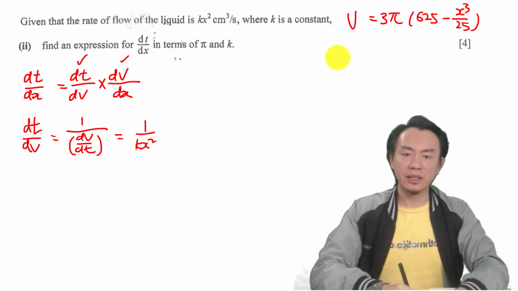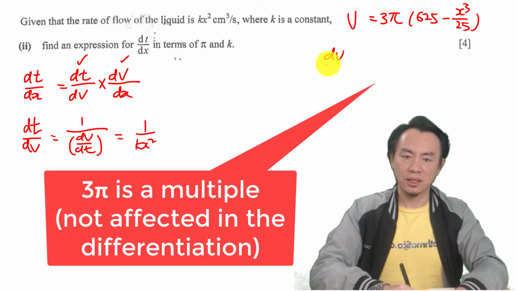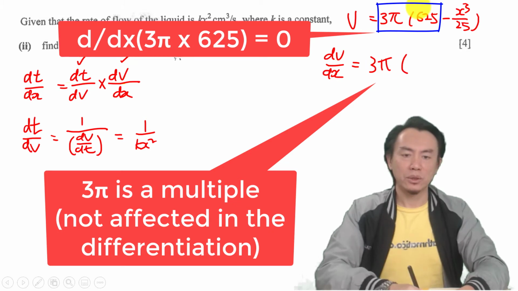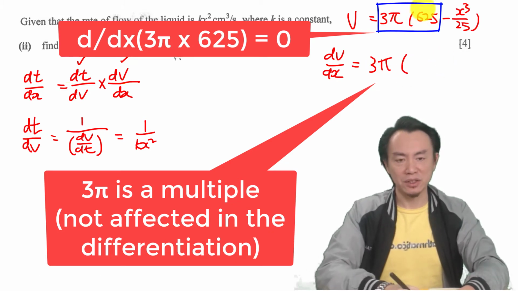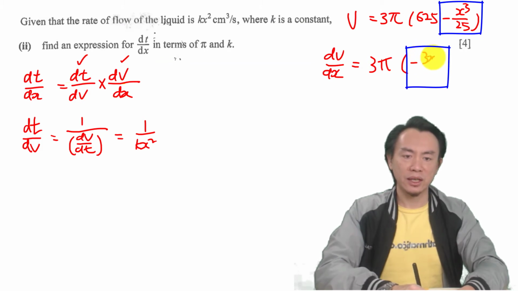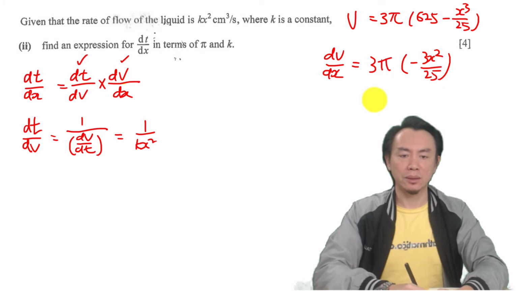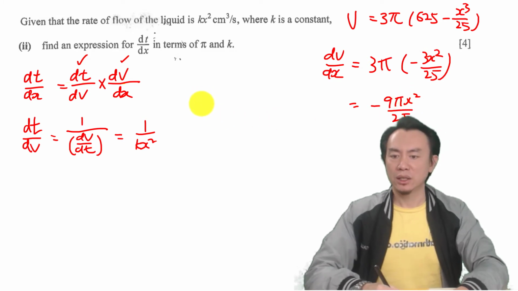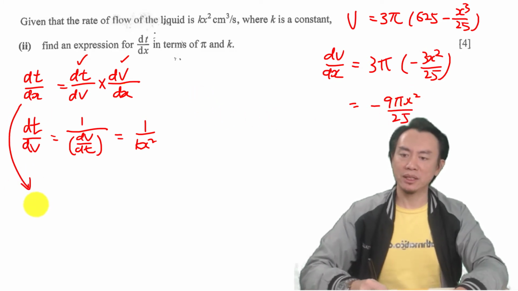Let's jump to the V and let's do dv/dx. You differentiate, the 625 is gone, right? In fact, we differentiate the 3 pi times 625 is gone. We differentiate what's in here, you get negative 3x squared over 25. So we multiply this, we have negative 9 pi x squared over 25. Okay, so let's fit them in here.